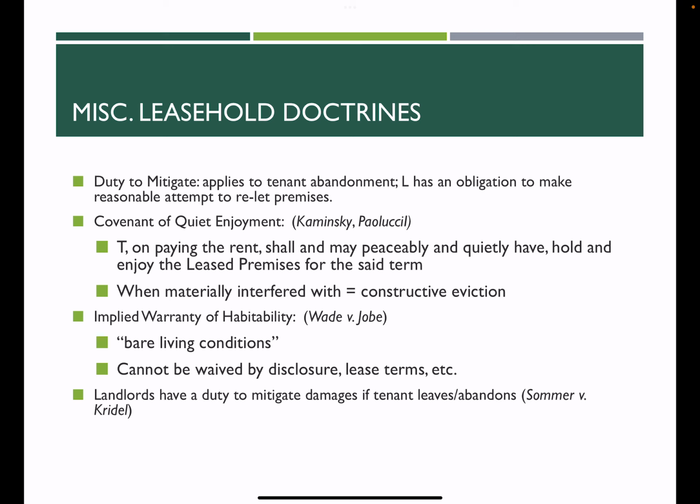Also, Paolucci, I'll just flag the main takeaway there. The tenant needs to give the landlord notice and opportunity to cure. And once they've done this, the tenant needs to abandon the premises within some reasonable time after the landlord has failed to remedy the situation. So, in that case, I think the tenant provided notice, but then they renewed and stayed close to 6 years or something. That's not a reasonable time. So by staying that amount of time, the tenant forfeited the constructive eviction remedy.